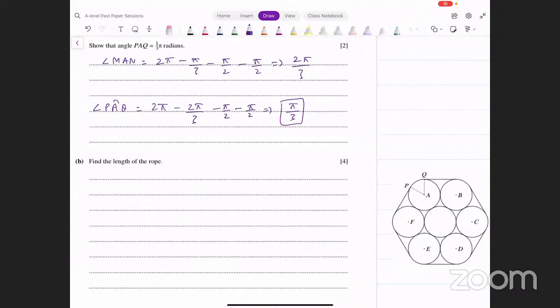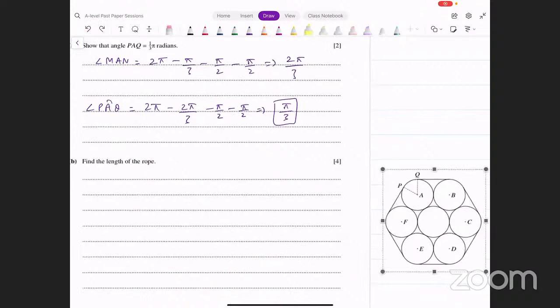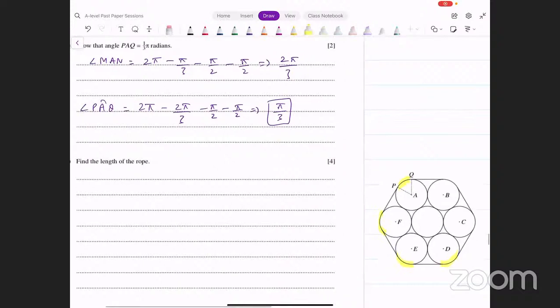Length find करनी है. अब rope पे देखें कौन कितने parts हैं आपके. You've got an arc length here. You've got this arc, this arc, this arc, this arc. And then you got this arc and this arc. ये आपके पास कितनी arc lengths हैं? There are 6 arc lengths like this.